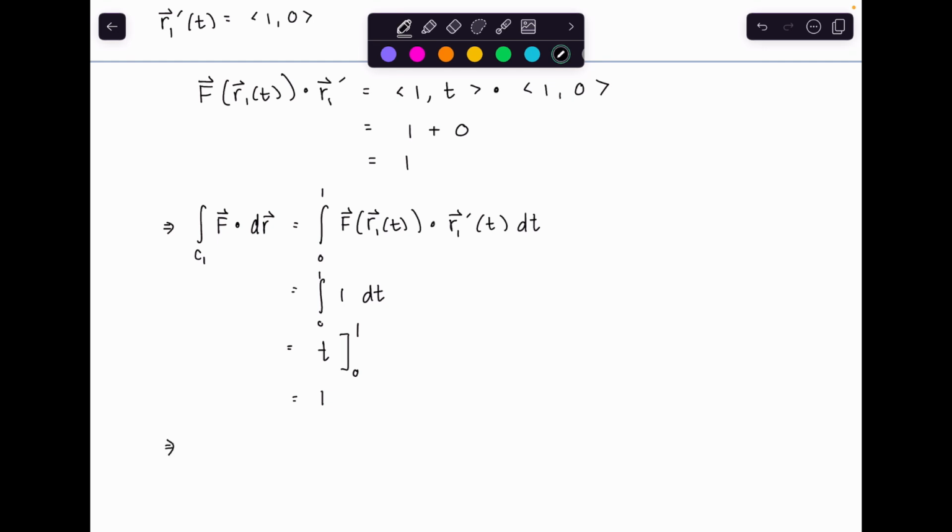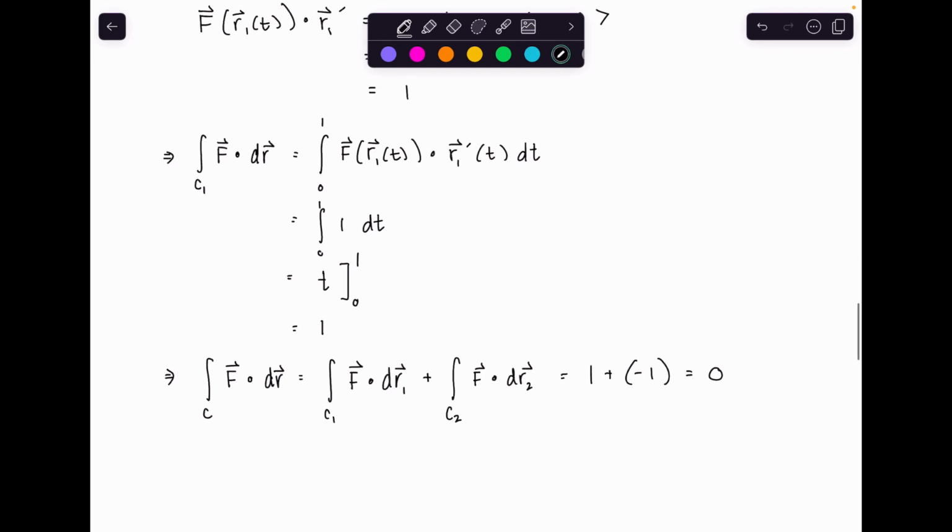So in total, over the entire curve C, we take the line integral over C1 based on the curve that defines that, and then the line integral over C2 based on the r that defines that one. The first integral we just found as 1. From the last example, that second line integral is -1. So overall, this line integral is equal to 0. Okay?